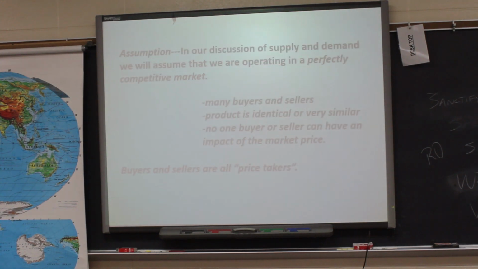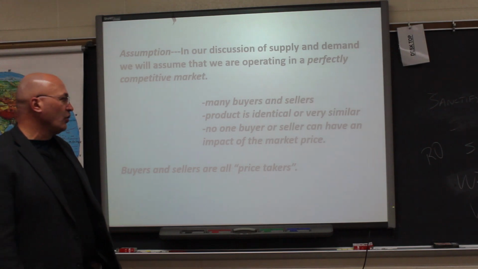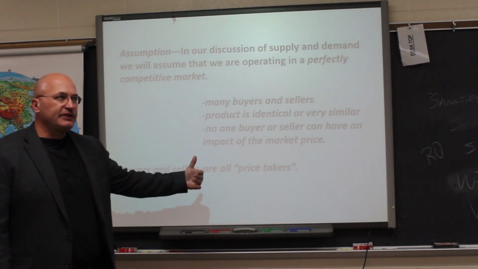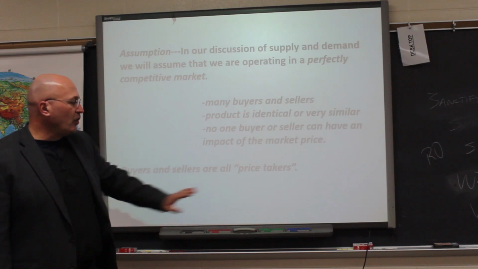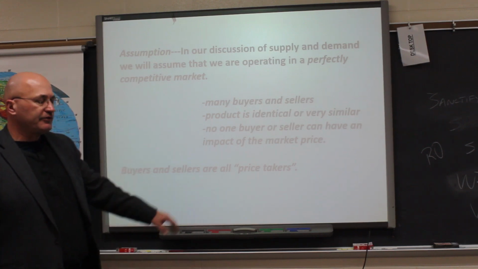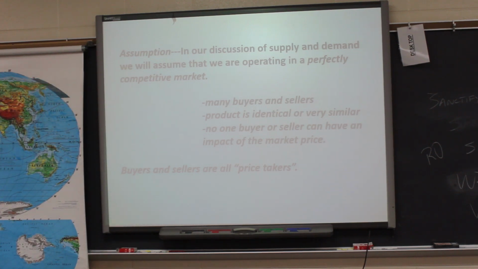Now, we're going to assume that we are operating in a perfectly competitive market with many buyers and sellers. The product is identical or similar. Corn is corn is corn, and no one buyer or seller can have an impact on the price, so they are all what we call price takers. They have to take the price that the market sets. They cannot say, I'm going to deviate from the market price. That's not going to happen. No one buyer or seller can set the price.